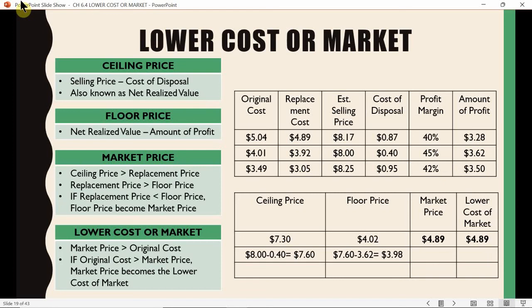We compare. Compare what? We compare the ceiling price to the floor price and the replacement cost. Okay, so good. So we're comparing 3 numbers. Which value is going to be in the middle? The replacement cost, let's see, $3.92.